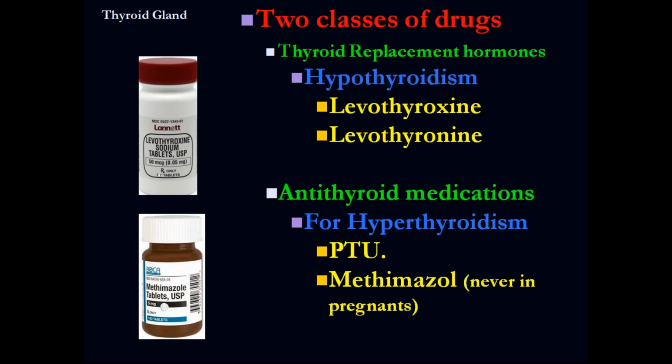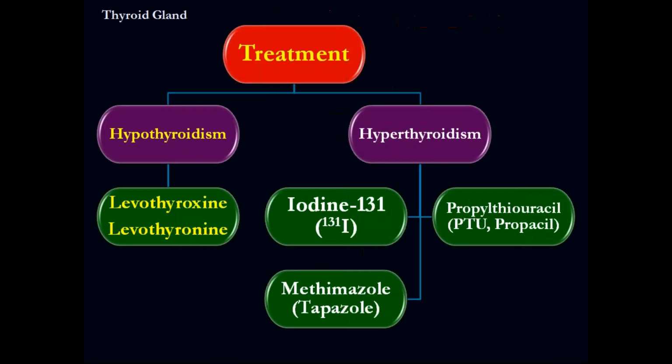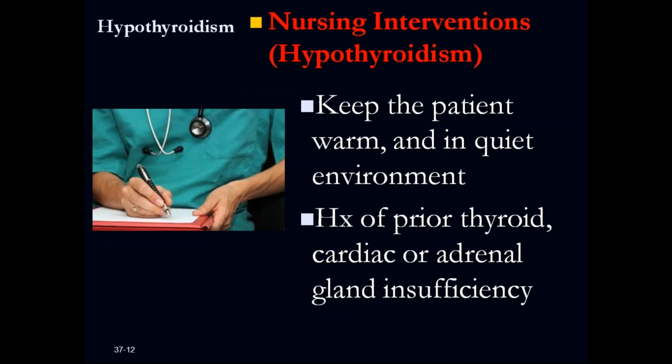Again, the existing T3 and T4 in the blood is not going to be blocked by PTU and methimazole. Why? Because they are not doing anything there. What they are doing is decreasing the production of new T3 and T4. All right, so here we have the chart for hypothyroidism and hyperthyroidism: iodine, PTU, propylthiouracil, and iodine 131. As we explained, we are going to talk about iodine 131 in a few moments.